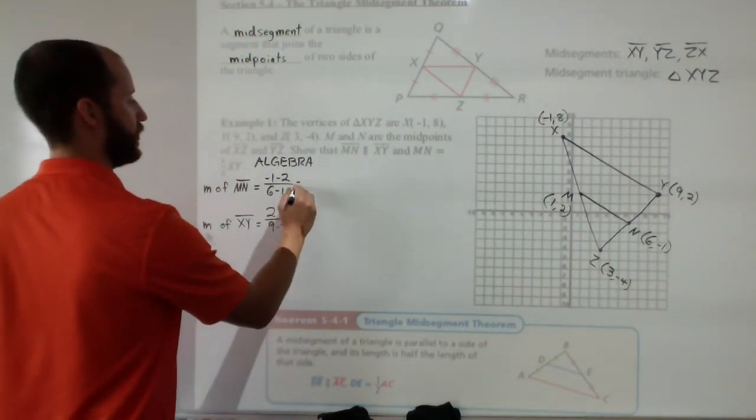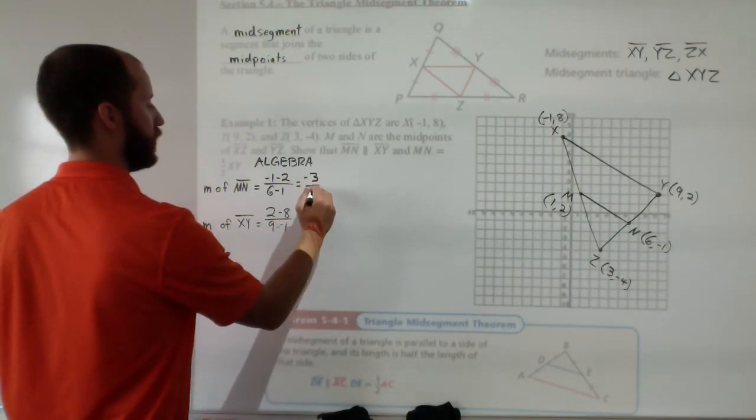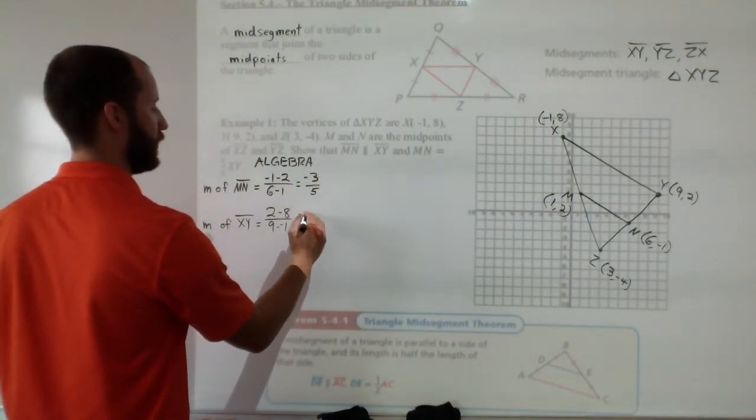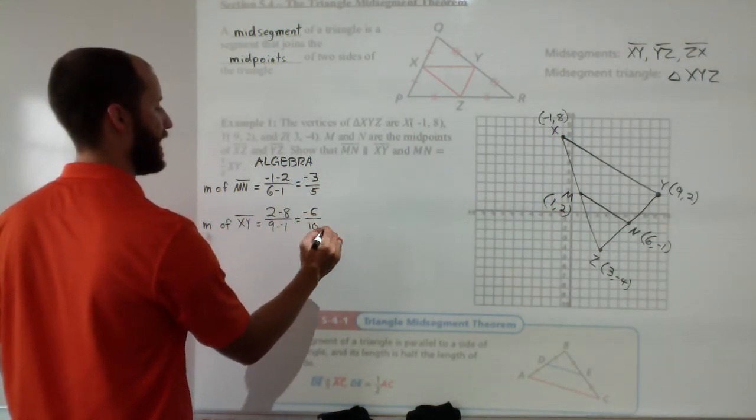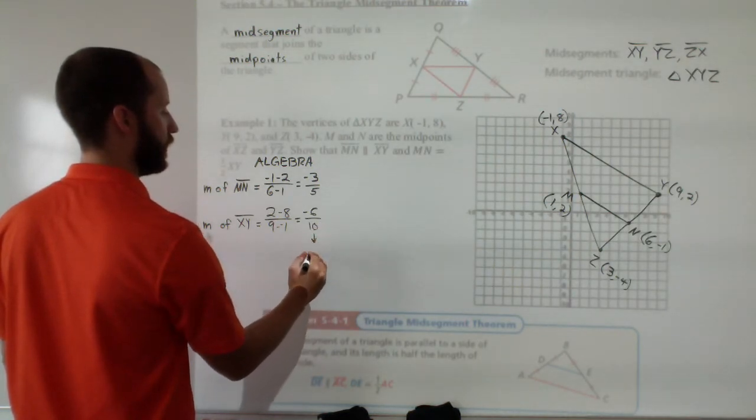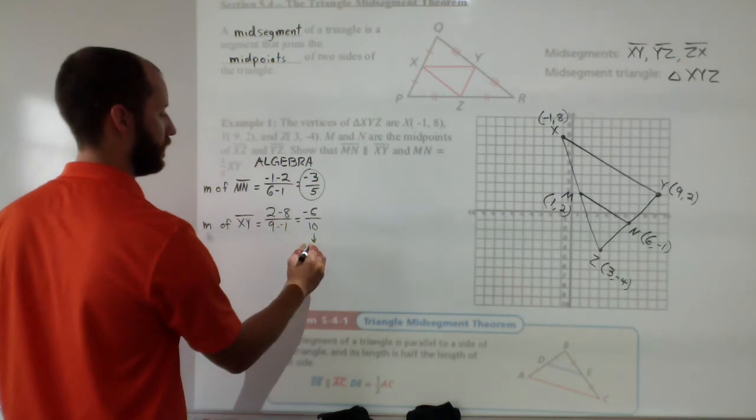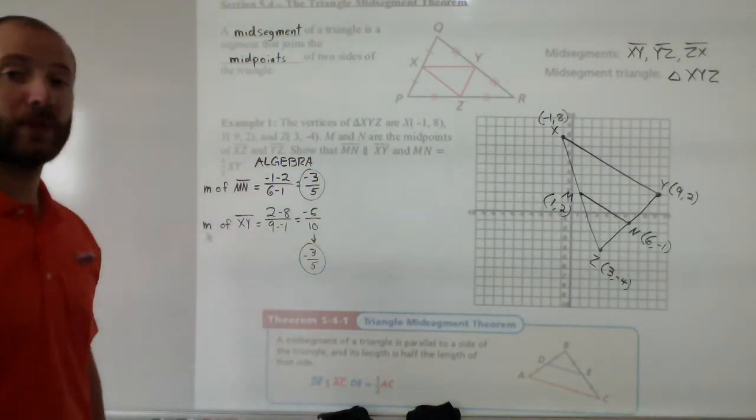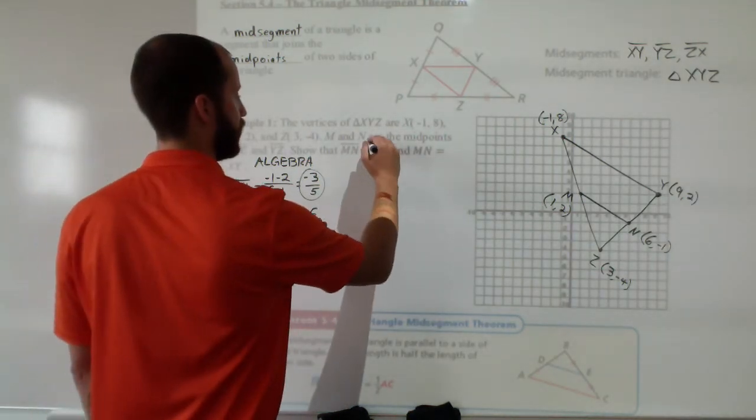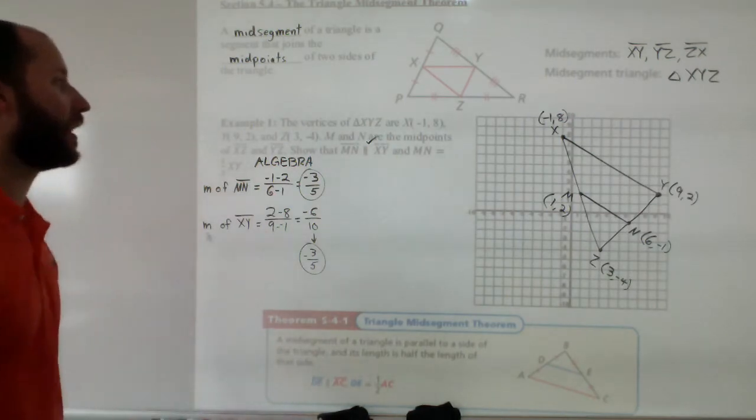So let's see what happens. We get -3 over 5, and here we get -6 over 10, which reduces down to -3 over 5. So we got the same slopes. We showed that they're parallel. We can check that off.